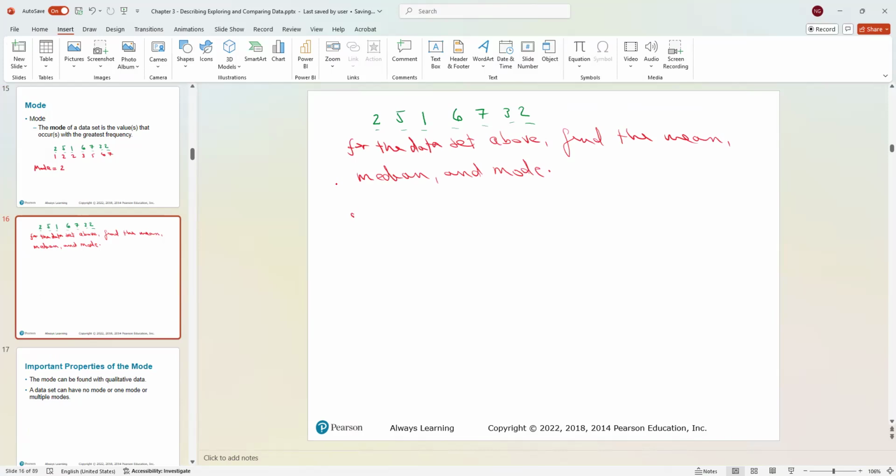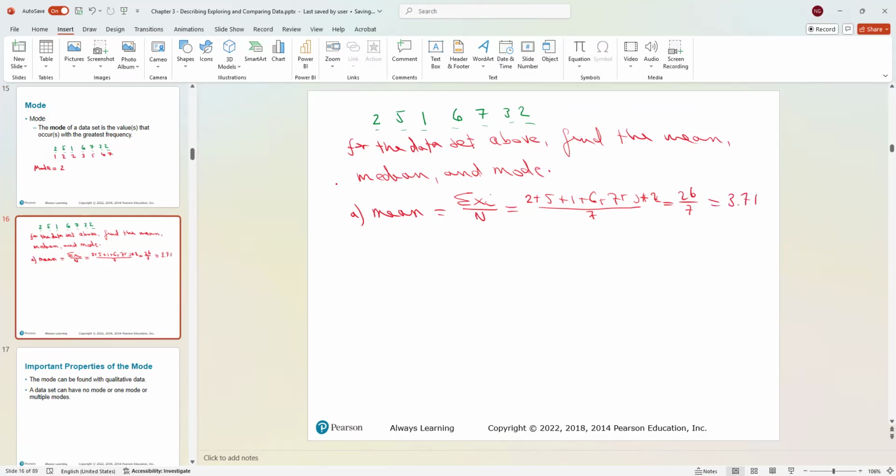So remember for A, we find the mean. We add all our data together and we divide it by n. So we do 2 plus 5 plus 1 plus 6 plus 7 plus 3 plus 2 over 7, because we had 7 data values. When we add, it was 26 over 7. Do you remember what we found when we divided 26 by 7?